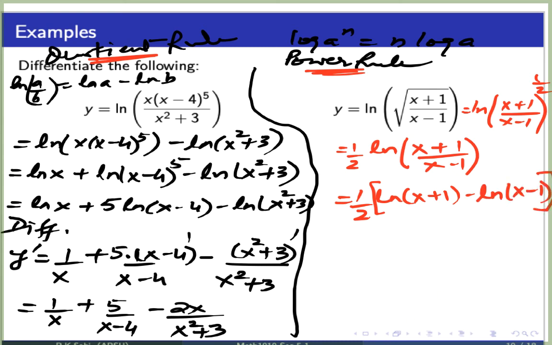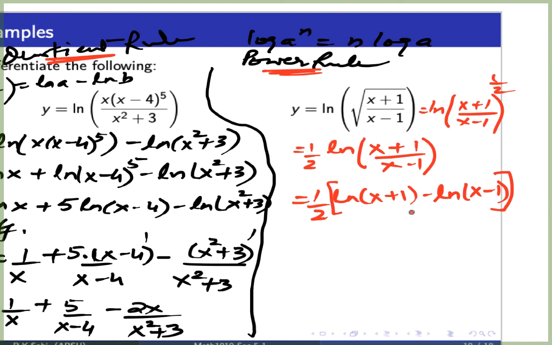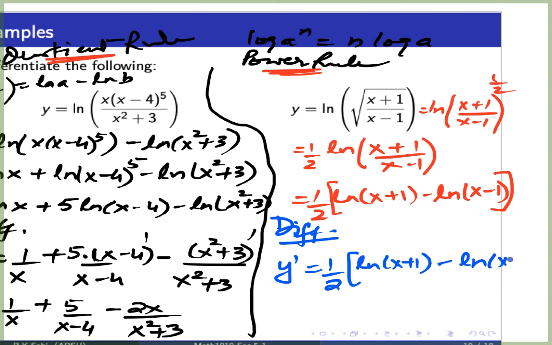Notice, we can't do anything after this because natural logs of a sum or a subtraction of two functions, we can't apply any log properties here. After this, we just have to do the differentials. So now we differentiate. So y prime is what? Half outside. Differential of natural log x plus 1 minus natural log x minus 1, the whole differential. Constant is not affected, half.